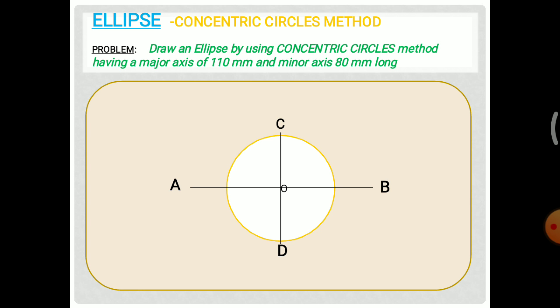Then the next step is to take the radius of OA as radius and draw another circle. So take radius as AO and O as center. Draw a circle overlapping the minor axis circle, that is, on the top of the minor axis. So there become two circles here, one from the minor axis and the other from the major axis.